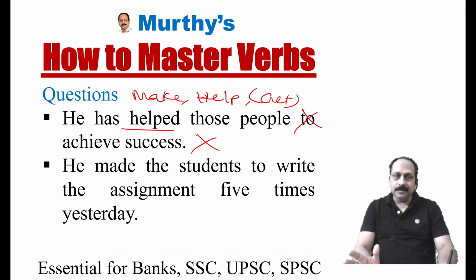Then it is correct. He made the students to write the assignment 5 times yesterday. Is this sentence right or wrong? In this example also we have a causative verb. Make, made, made. He made the students to write. It's a common error. All these are common errors. He made the students to should not be there. He made the students write the assignment 5 times yesterday.